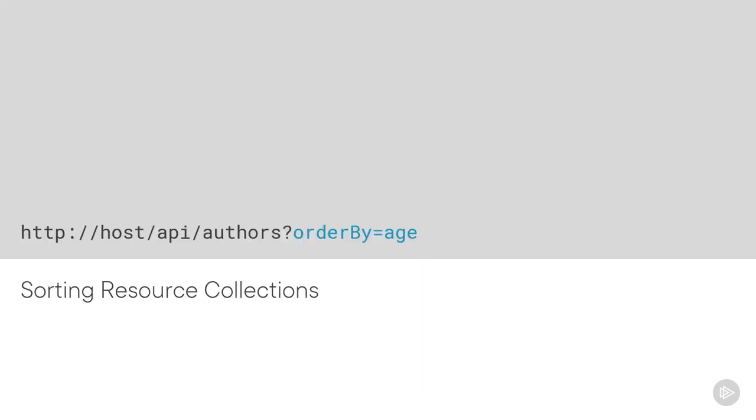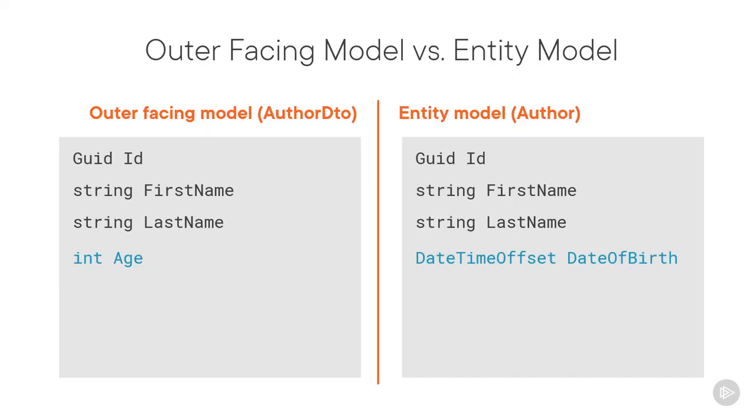A simple sample would be order by equals age. That's along the lines of what we know. One value for an order by query string key. Important here is to remember that our outer-facing model, in other words, the DTO model, is different from the entity model. As we know by now, that's important, but it also has an impact when we're going to sort. Sorting statements relate to the fields of the resource, in other words, the DTO, and not on whatever lies beneath that layer. It may be different in the backing data store.